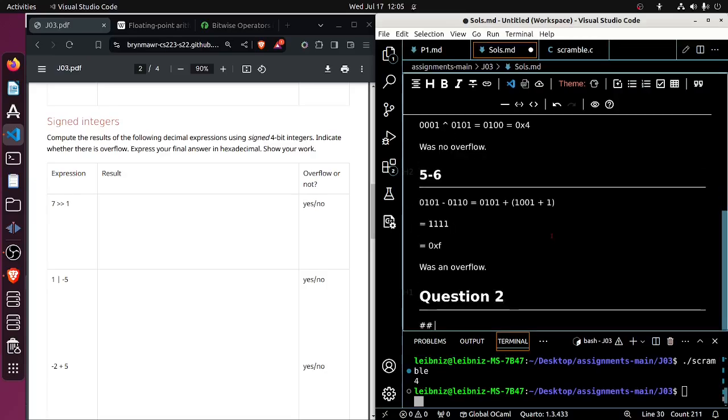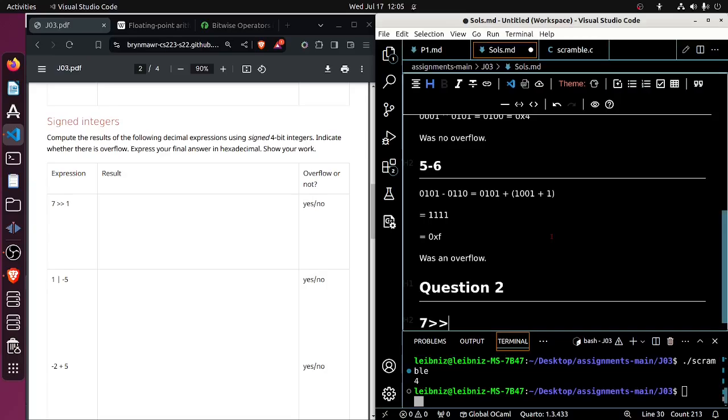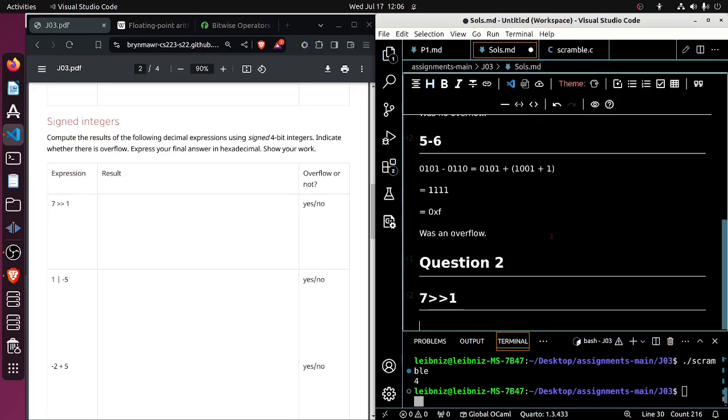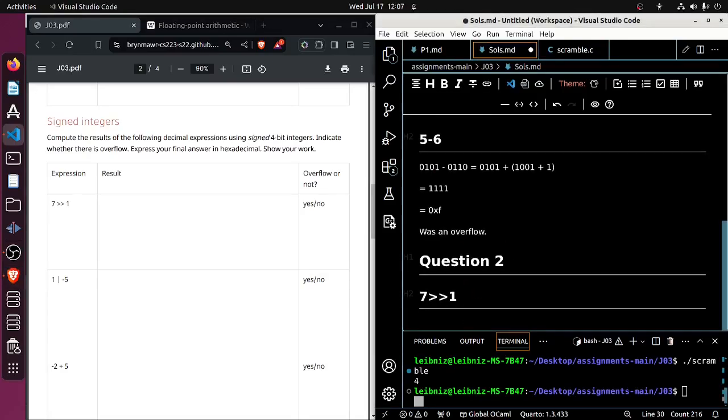And so we're going to compute 7 shifted right by 1. Now, since these are signed integers, I think it makes the most sense to use 2's complement. And so if we're doing signed integers, the natural thing to use for a right shift is the arithmetic shift, and that preserves the leftmost bit.